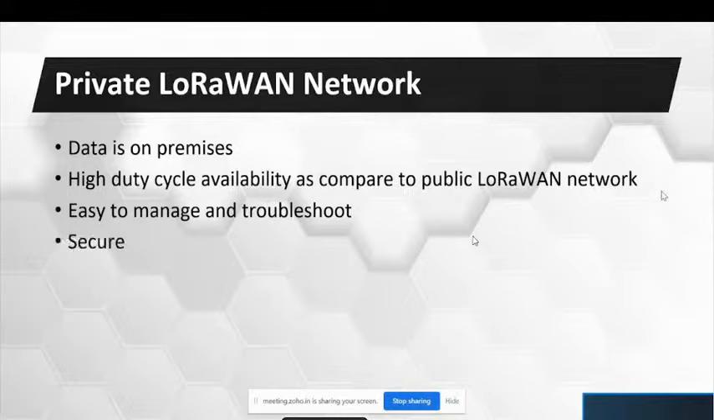And it is secure because you have more control over the network, and there will be low operation cost, because you don't have to pay for the services rendered by public LoRaWAN network providers. So in the long run, it will be a very cost-effective solution.